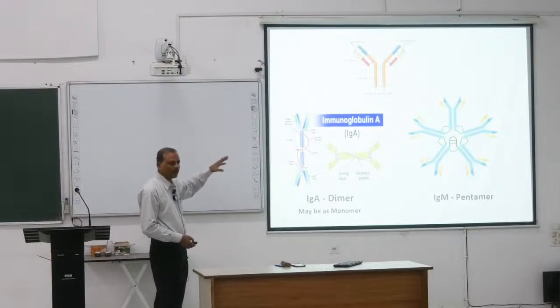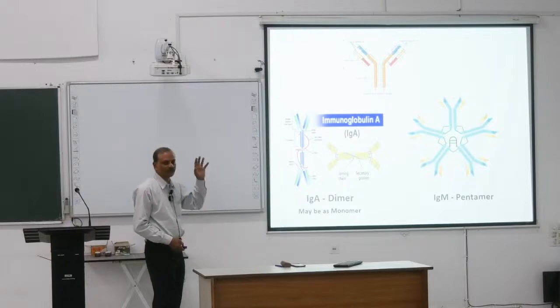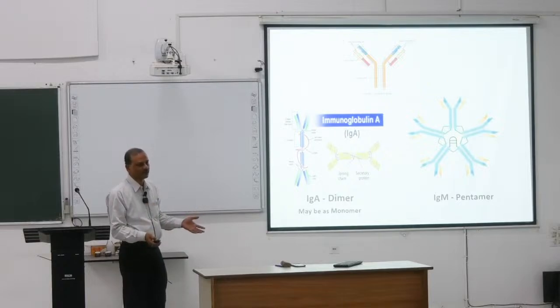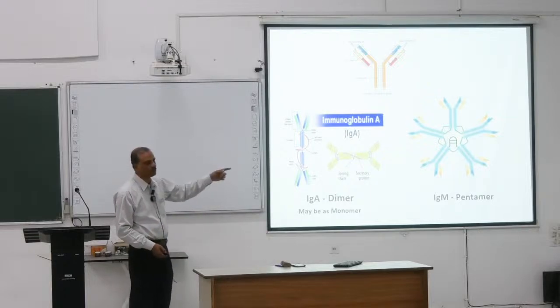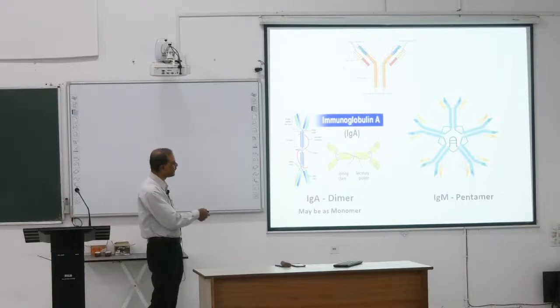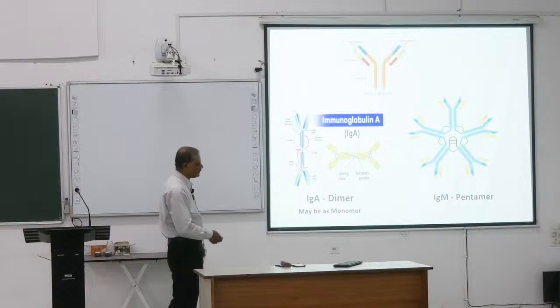IgA can be a monomer, but it is usually a dimer. IgM is a pentamer. You must remember that IgM is a pentamer having 10 binding sites. That means it can bind 10 antigens at a time, and this is a very good agglutinating antibody. The antibody of choice for agglutination reaction will be of IgM type, because they can cause visible clumping because of binding of so many antigens together.